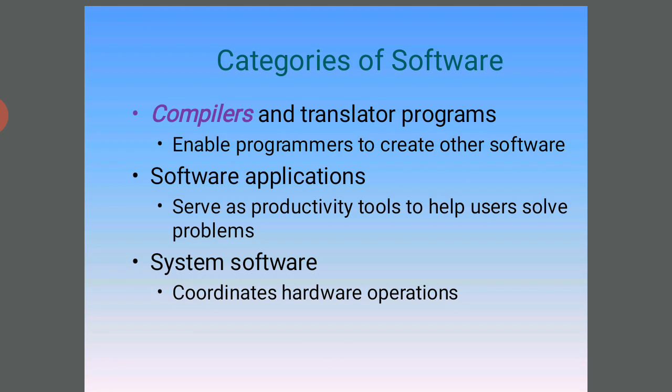The software is of two types: software applications and system softwares. What is software applications? They serve as productivity tools to help the users solve problems, and the system software coordinates the hardware operations.